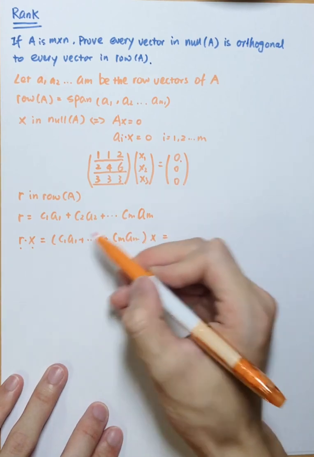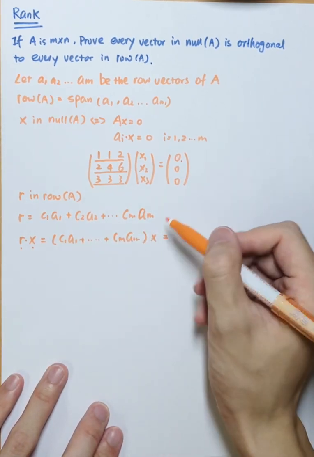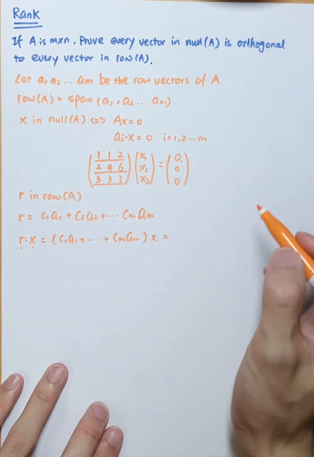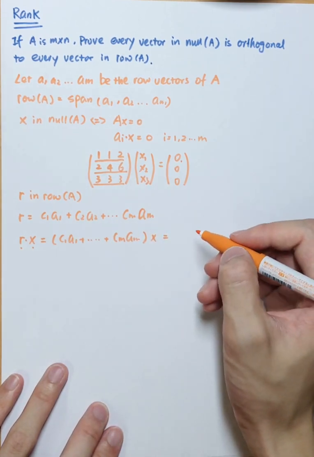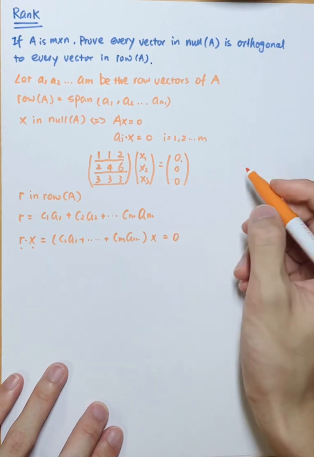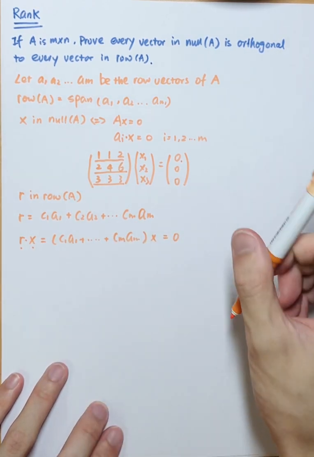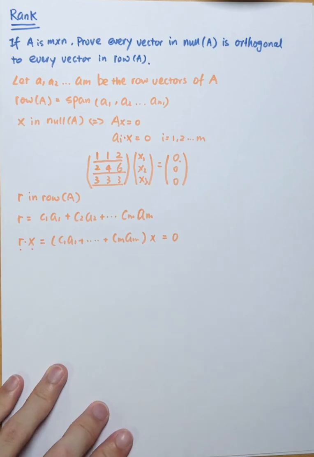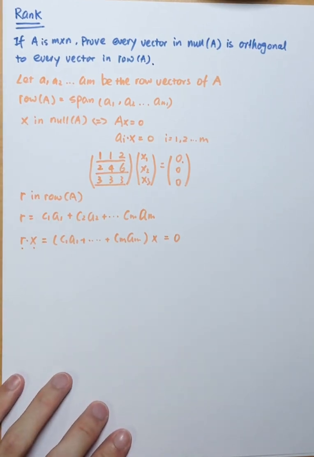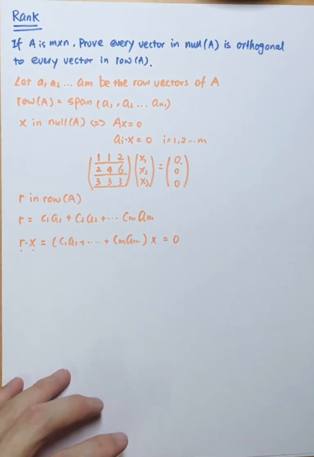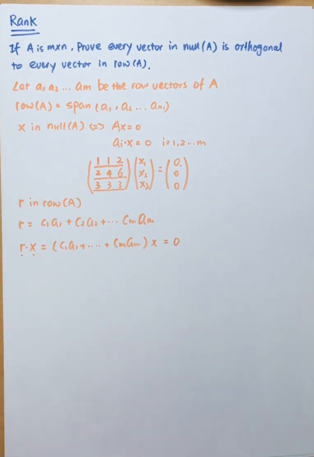because when we put X here, here, and here, you will get 0 in every entry, right? So it will give you a 0. A dot product of 0 implies that the vectors R and X are orthogonal to each other. So now you can see that the row space of A is always orthogonal to the null space of A.